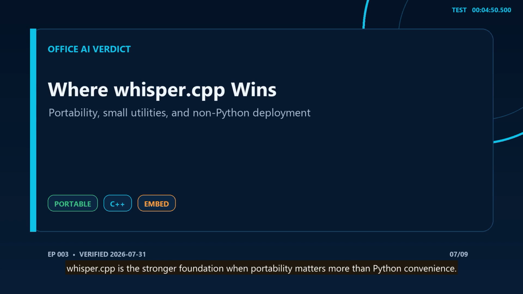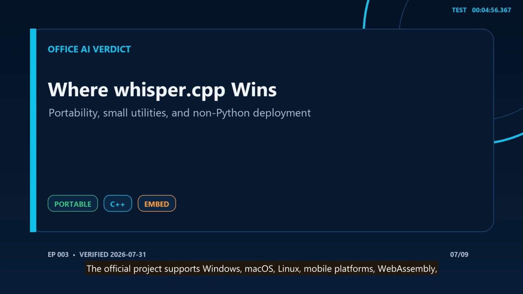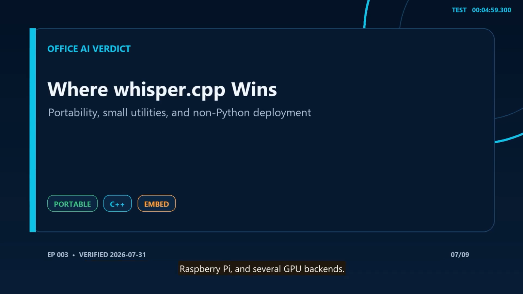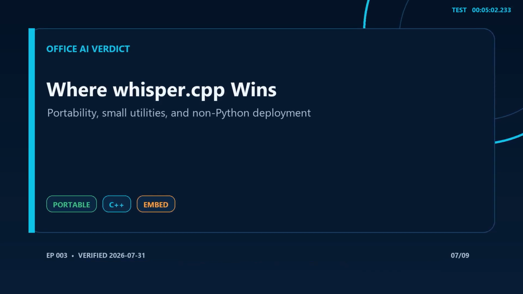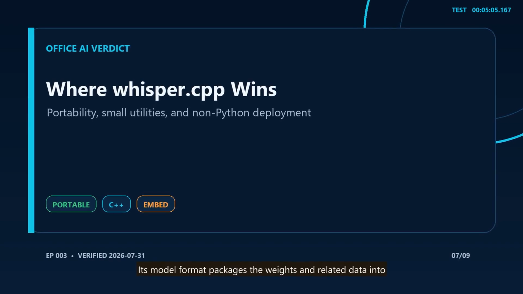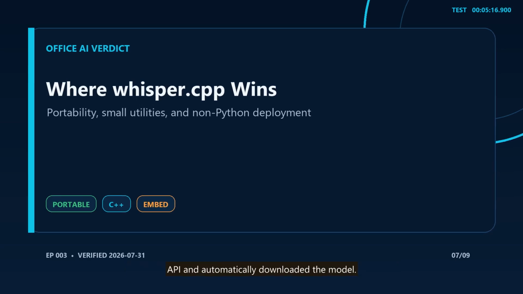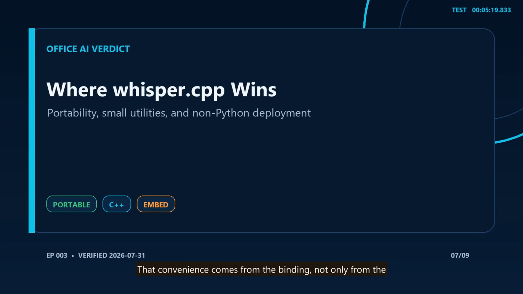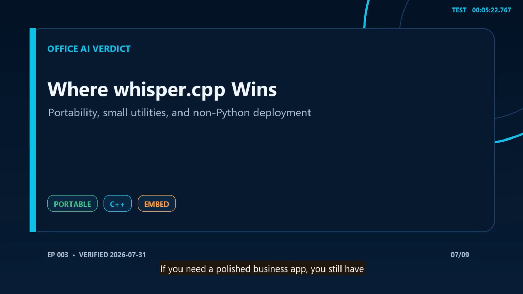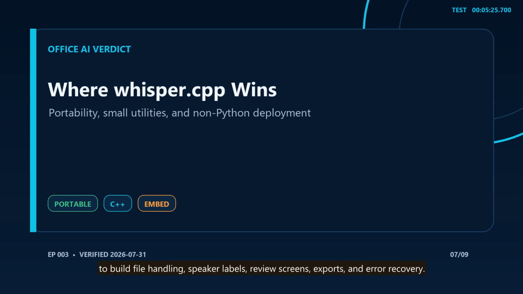Whisper.cpp is the stronger foundation when portability matters more than Python convenience. The official project supports Windows, macOS, Linux, mobile platforms, WebAssembly, Raspberry Pi, and several GPU backends. Its model format packages the weights and related data into a single file. The core can be embedded in a native application without shipping a full Python environment. For this test, the pwhisper binding provided a simple Python API and automatically downloaded the model. That convenience comes from the binding, not only from the C++ core. If you need a polished business app, you still have to build file handling, speaker labels, review screens, exports, and error recovery. Neither option is a complete meeting assistant by itself.